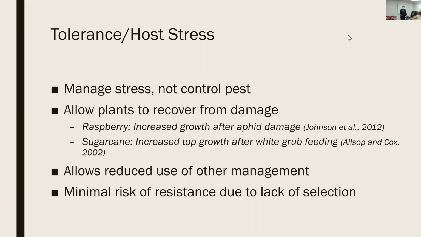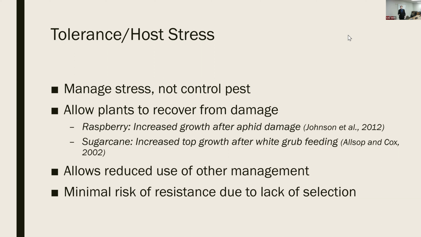In another situation, sugarcane has been shown to have increased growth of tops, stubble, and roots in response to white grub feeding on the roots, therefore overcoming some of that damage to the roots and allowing the plant to continue to yield successfully. As I stated, proper use of insect tolerance in host plants allows a reduced use of other management tactics, therefore reducing the selection pressure imposed by those tactics on those insects.